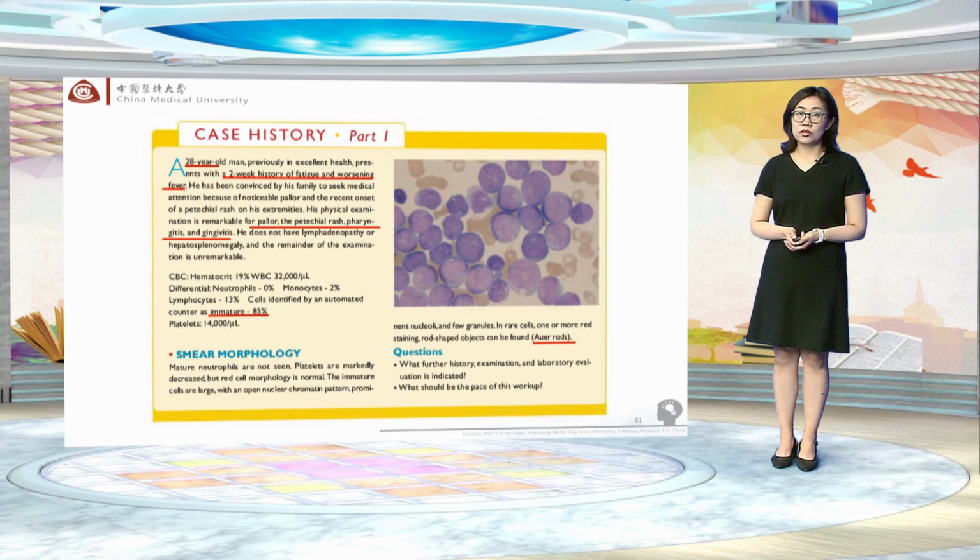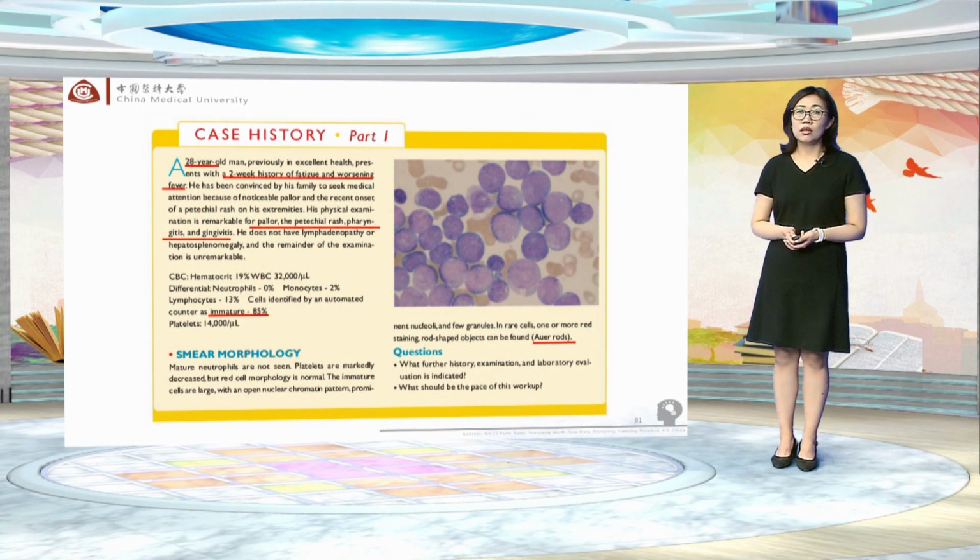From the smear morphology, mature neutrophils are not seen. Platelets are markedly decreased. Red cell morphology is normal. The immature cells are large with an open nuclear chromatin pattern, prominent nucleoli, and few granules. In rare cells, rod-shaped objects, the Auer rods, can be found.